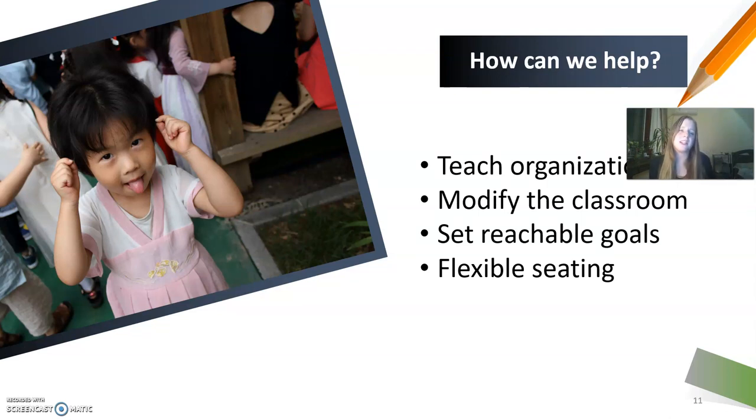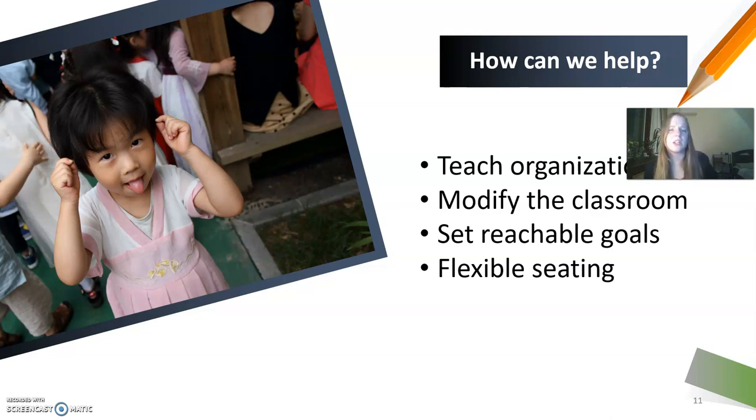Modify the classroom. Could be flexible seating, could be just a way to modify. Have the student in a spot that works for them. If they need to stand up, give them the end seat so they can stand up and stand next to the classroom. Set reachable goals. Give them something to rejoice over when they complete it. So that they can have, every 5 minutes, a goal they've reached. That resets that clock for their inattentiveness. Resets it, and now they're on goal number 2.